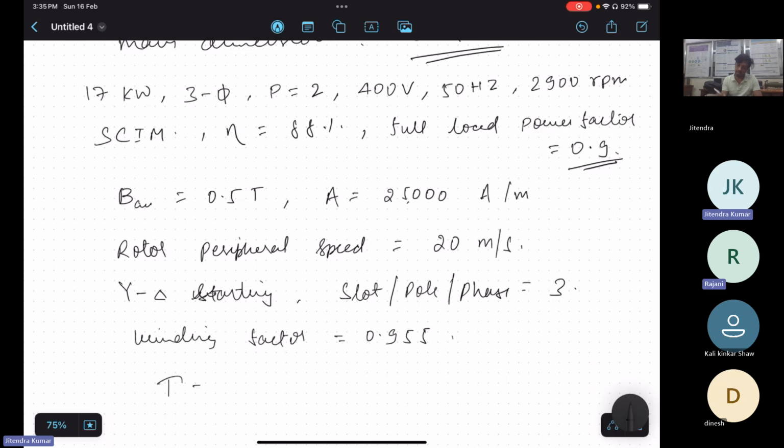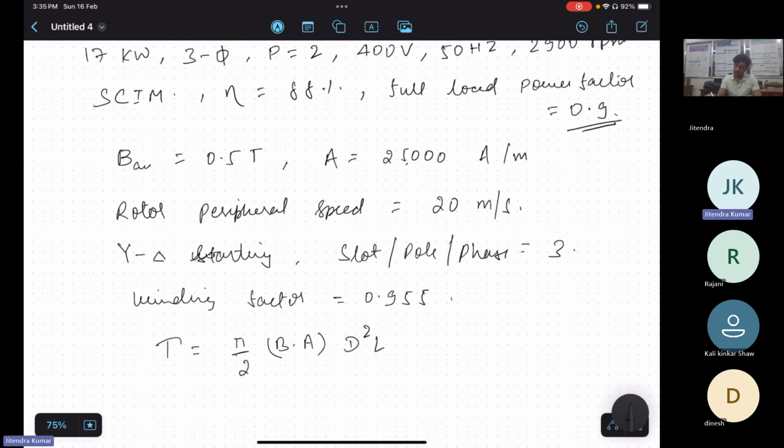T equal to pi by 2 into D square into L into A into B. And torque is also power by omega, P by omega. Here the power is given as 17 kilowatts, so we can take 17 into 10 power 3 divided by 2 pi Ns by 60, that is 2 pi N by 60.